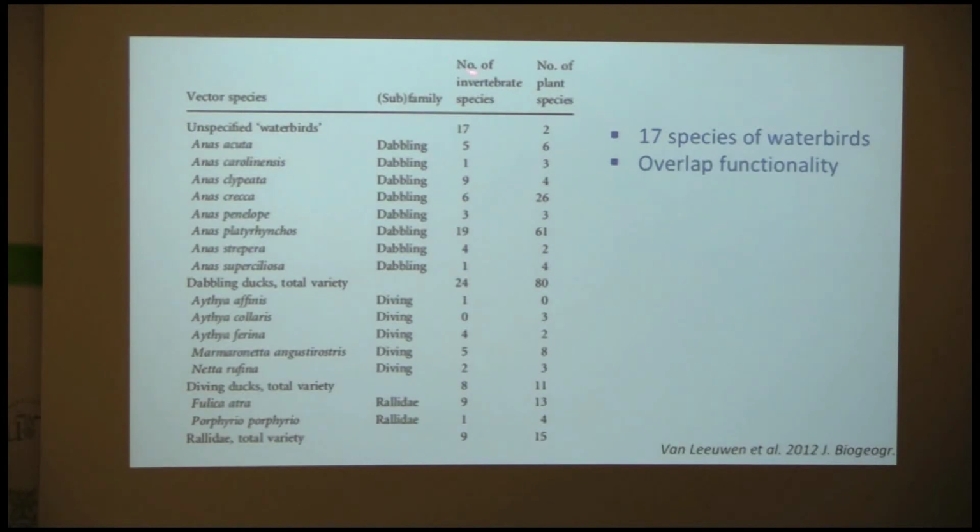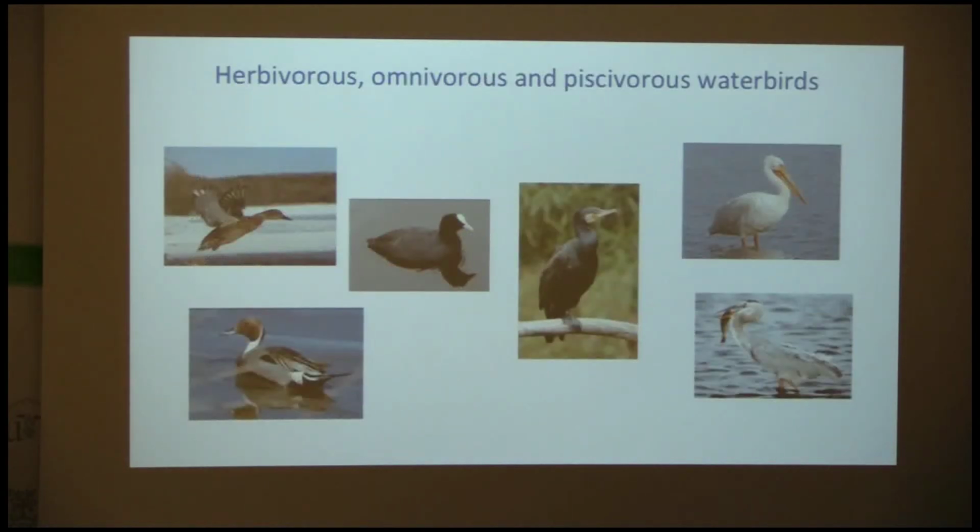But in general, the number of invertebrate species dispersed by each bird is quite high, I think by now we know more. And the number of plant species is even much higher. But this also made us think what kind of birds would otherwise be dispersing all kinds of plant and invertebrate propagules. Well, all these ducks and coots, but then maybe also some piscivorous waterbirds.